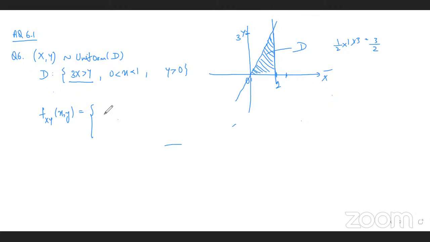And we know the joint distribution will be 1 upon mod of D. So this is going to be 2 by 3 for this region D, otherwise it is 0. Now, question number 6 asked: what is the probability that x lies between y and 2y? If we try to plot the figure here, x lying between y to 2y, right? And this is our 3x equal y.